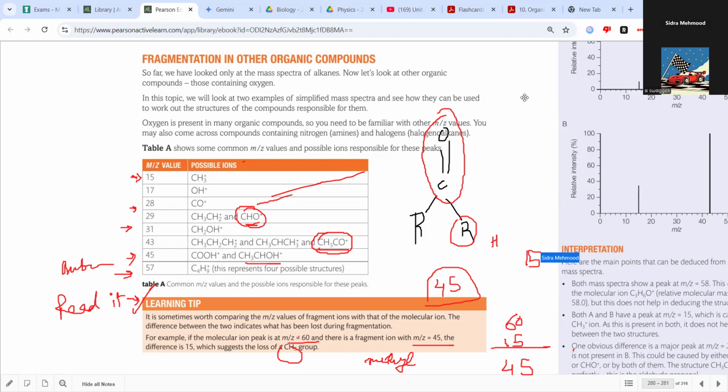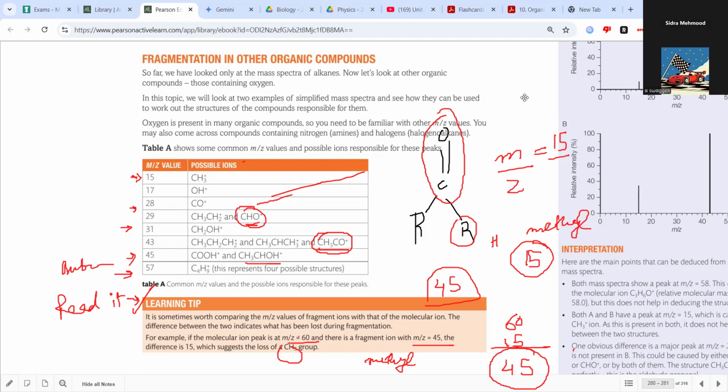So 15 refers to which group? Whenever we have the 15 on the spectrum, it is referring to which functional group, Wajid? m/z equals 15 means what? I'm asking you. Methyl group. Yes, methyl group. So it means one of the methyl groups has been lost. And that's why we are observing the peak at 45. One of the methyl groups has been lost from it. Okay. 15 lost means one of the methyl groups is lost and now it is showing the peak at 45.